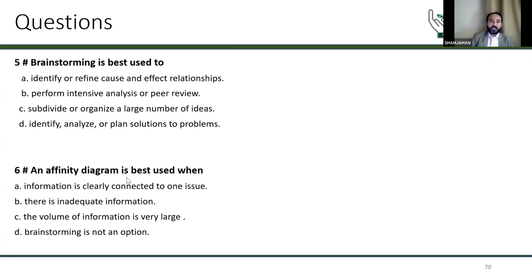Now, question number six. An affinity diagram is best used when information is clearly connected to one issue, there is inadequate information, or the volume of information is very large and brainstorming is not enough. So which is the correct scenario for the affinity diagram? I will repeat the question again. Affinity diagram, best used when we are using this tool: information is clearly connected to one issue, or there is inadequate information, or the volume of information is very large and brainstorming is not an option.